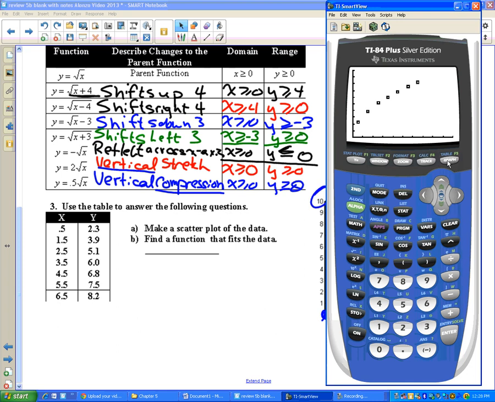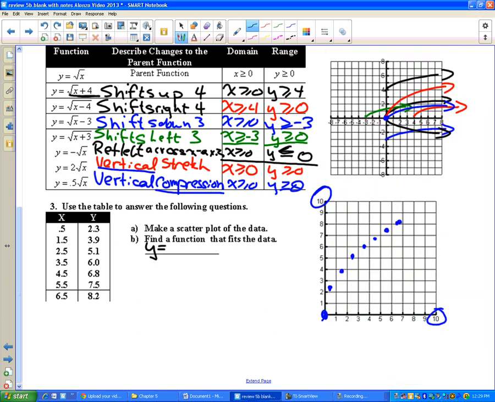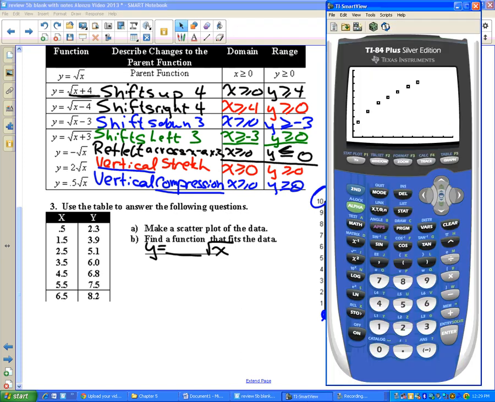Now I need to guess at a square root function. I know that this function is going to be Y equals something square root of X. I need to figure out what that something is. So we're going to go to Y equals, and I'm just going to start with the square root of X. And I'm going to hit Graph. Well, that's clearly too small. So I'm going to go back to Y equals, and I'm going to guess 5 square root of X. Hit Graph. That's too big.